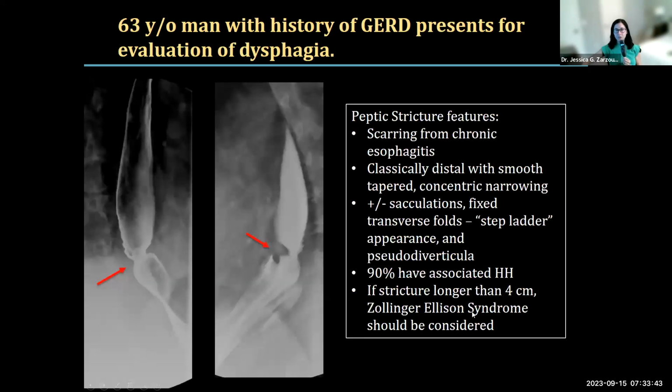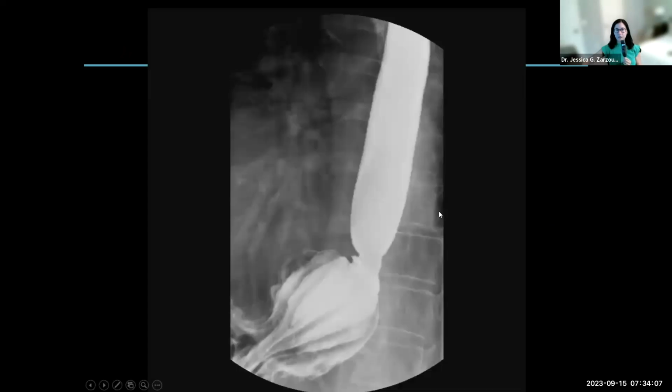And peptic strictures occur due to scarring from chronic esophagitis. And they typically have smooth, tapered margins with concentric narrowing. We can see, again, some of these sacculations here and some of the transverse folds extending due to the scarring. Most of these will have an associated hiatal hernia. This is another example of a peptic stricture. So here is the hiatal hernia. This is the hiatus. So we have a sliding hiatal hernia here. And this is another peptic stricture as a result from chronic scarring from gastroesophageal reflux.